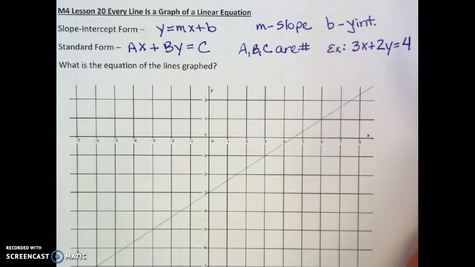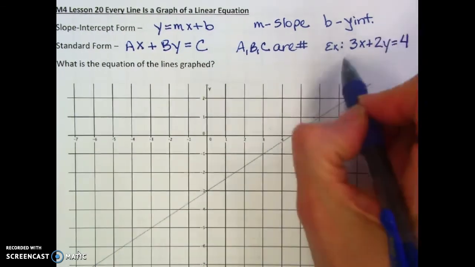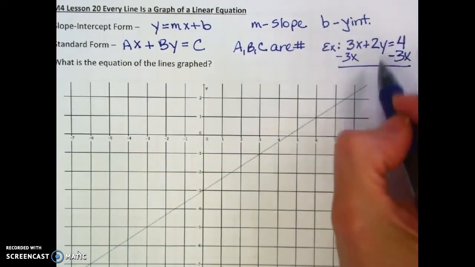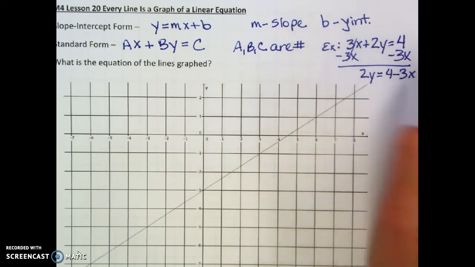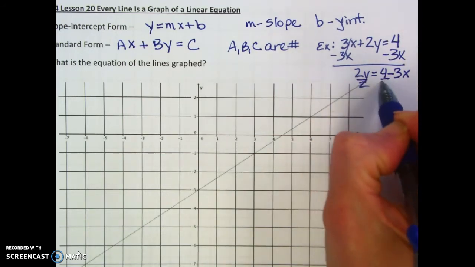If we want to take an equation that's in standard form and change it to slope-intercept form, we have to solve this equation for y. So we would have to subtract 3x on both sides, which would give us 2y. We can't combine the 4 and the 3x because they're not like terms. This doesn't have an x. And then we would have to divide each piece by 2.